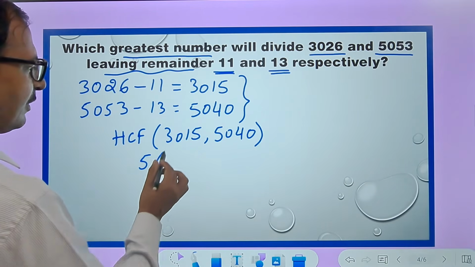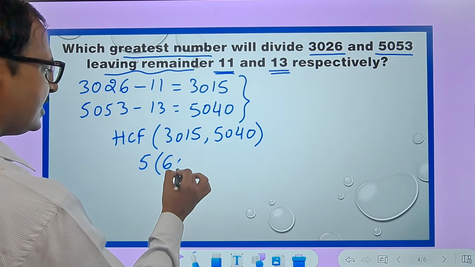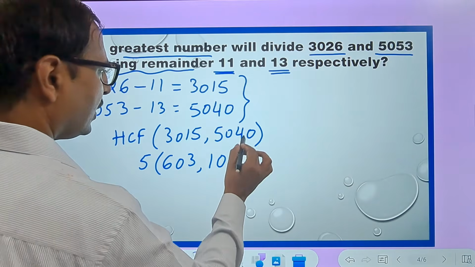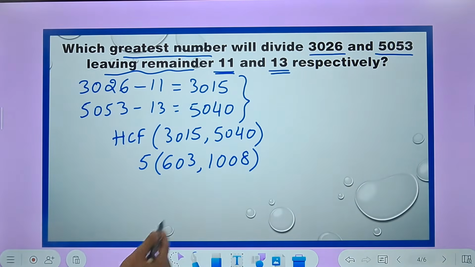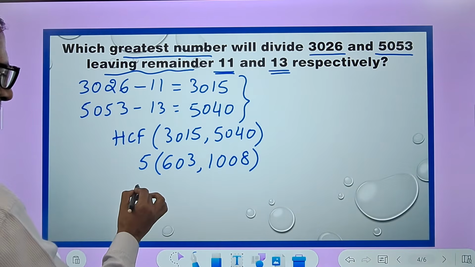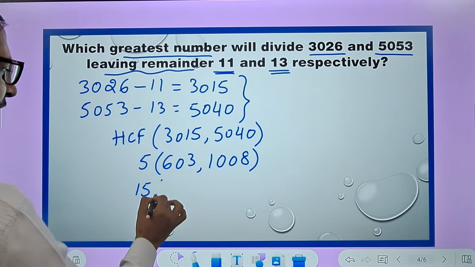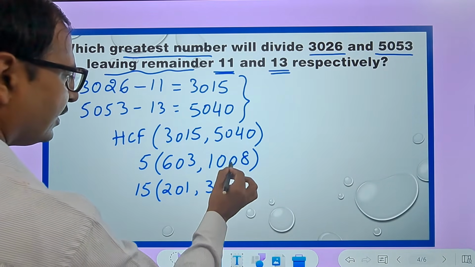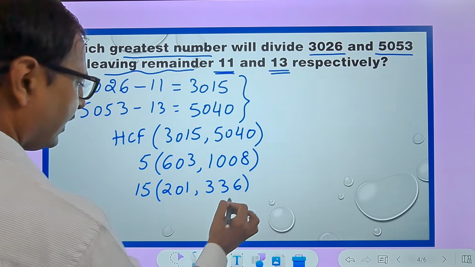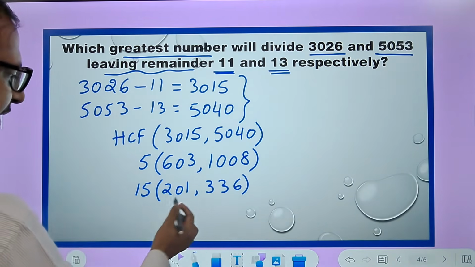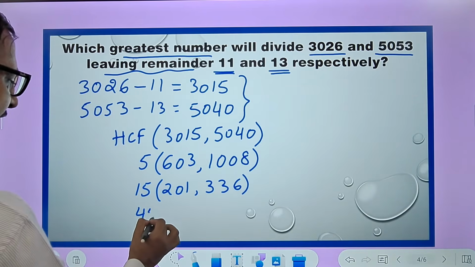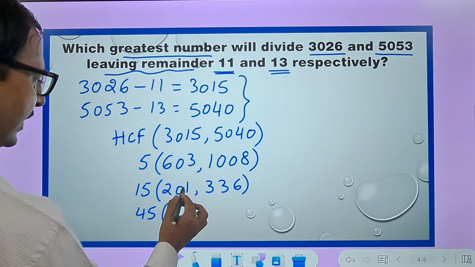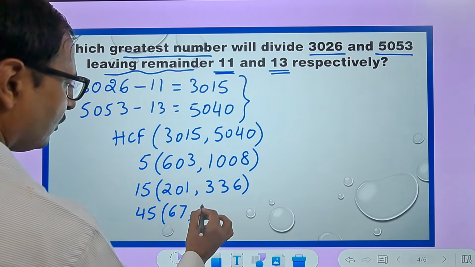So if both numbers are divisible by 5, this gives me 603 and this gives me 1008. Now 8 plus 1 is 9, 6 plus 3 is 9, so they are divisible by 3. So 3 5s are 15, and dividing by 3 you get 201 and 336. Now again 2 plus 1 is 3 and this is all 3s, right? So another 3 can be taken out, so you have 67 and now 3 6s are 18 and 21 means 3 7s are 21. 112 is here.